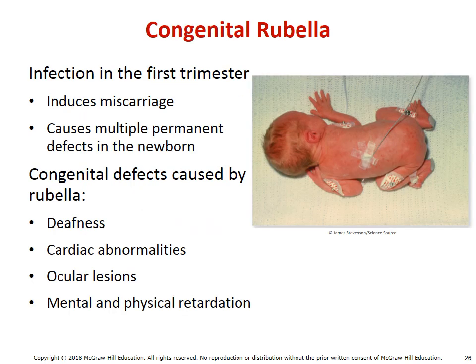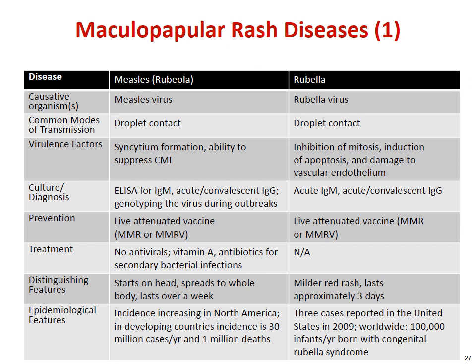Congenital rubella, again, can happen, and if it happens early in pregnancy, the chances of miscarriage and death of the offspring is very high. But again, even if it does happen later, there will still be damage, including things like deafness, cardiac abnormalities, ocular lesions, and even mental and physical retardation. Here's that comparison table for, again, measles and rubella.